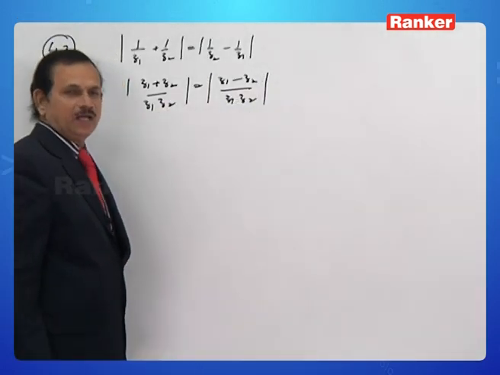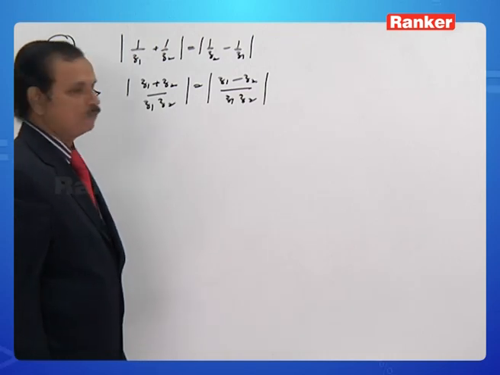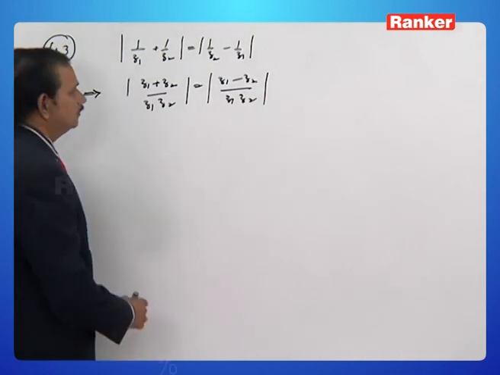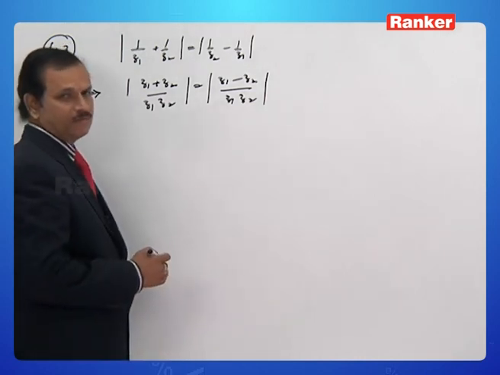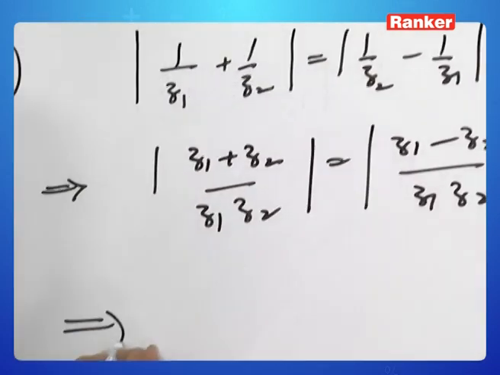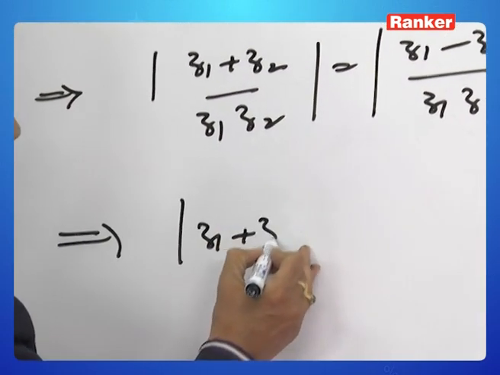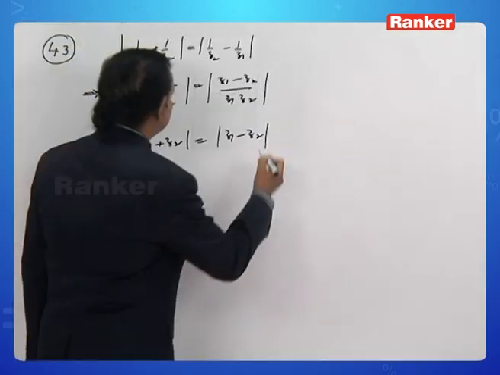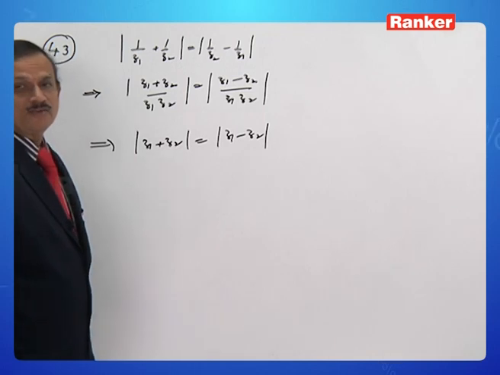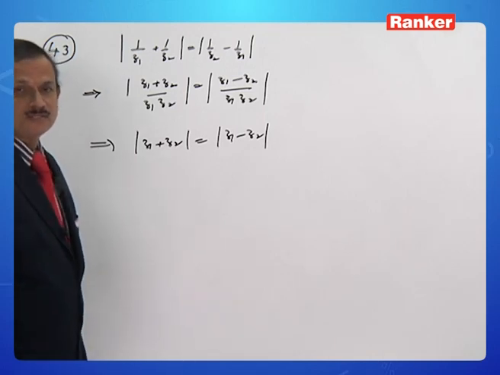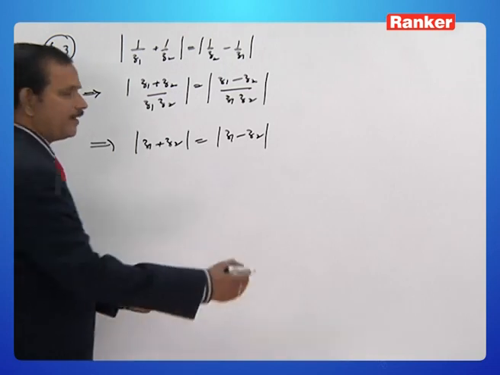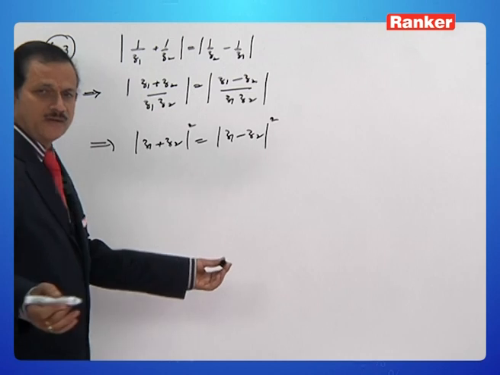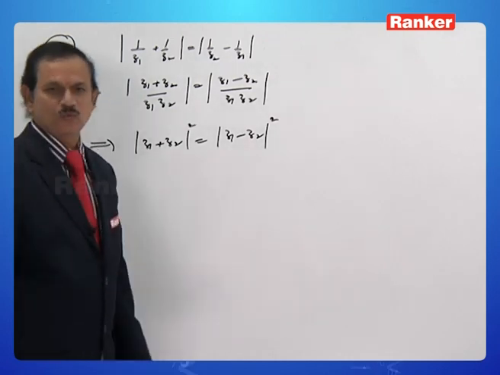I have just taken the LCM on both the sides, about the quantities in LHS and RHS also. So multiplying on both sides with mod Z1 and mod Z2, you will have modulus of Z1 plus Z2 is equal to modulus of Z1 minus Z2. Mod Z1 plus Z2 is equal to mod Z1 minus Z2. And I would like to put squares on both the sides also. Does it make any harm? No harm at all. I'm squaring.